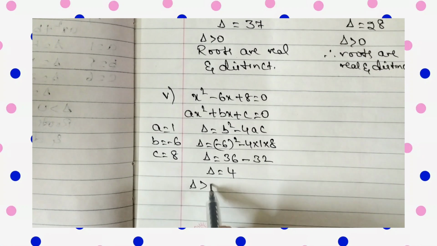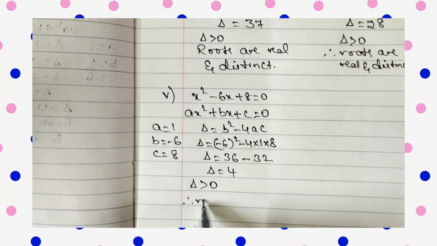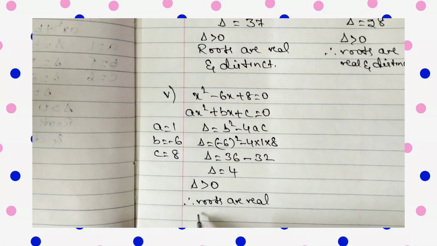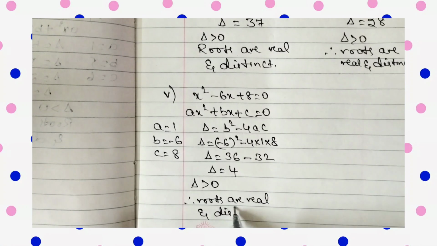That means delta is again greater than 0. Therefore, the roots are real and distinct.